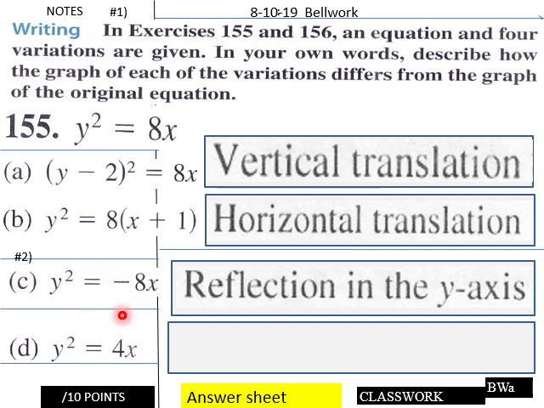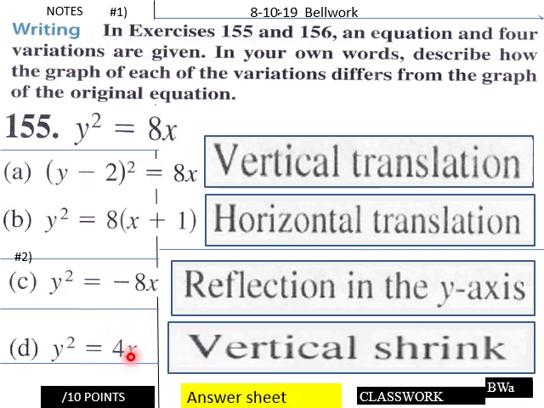And then this one down here will be a vertical shrink. So the slope of your parabola will change because of that number there.